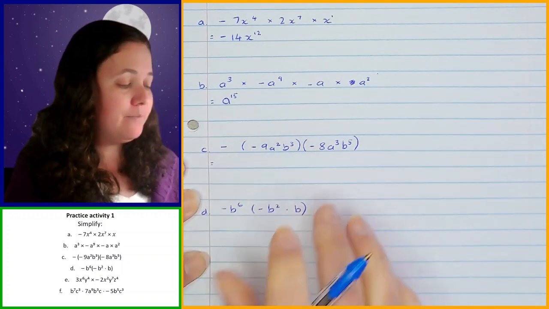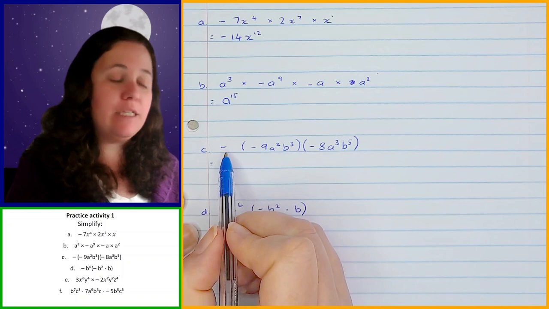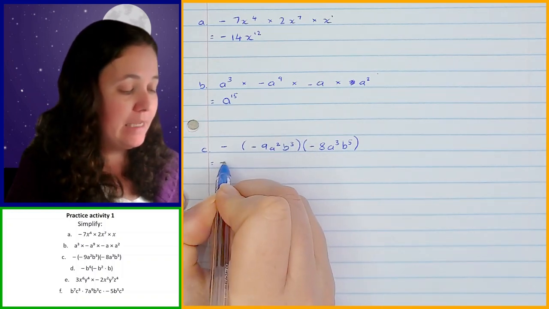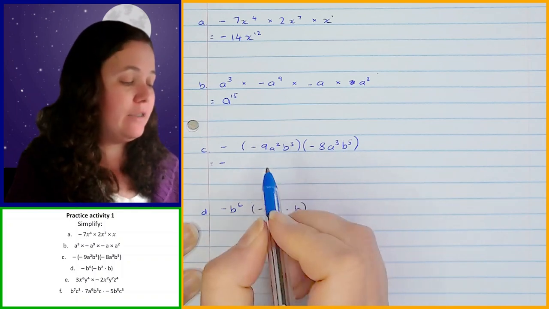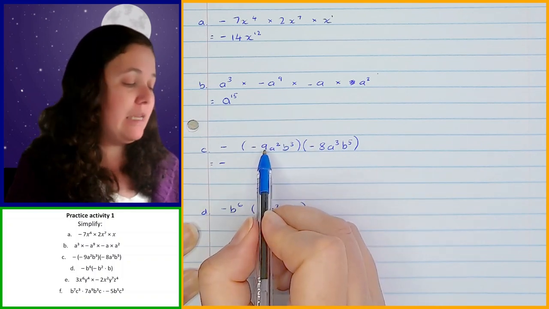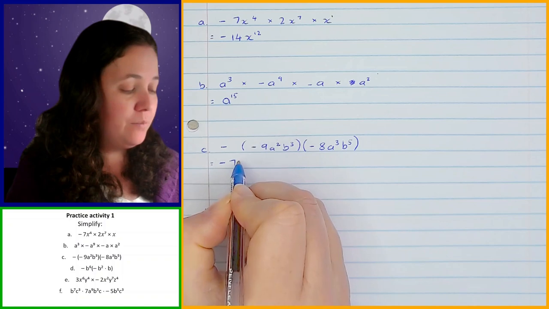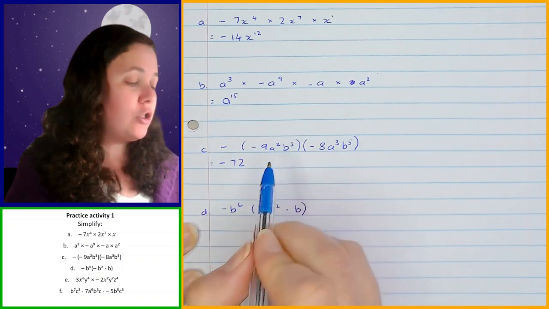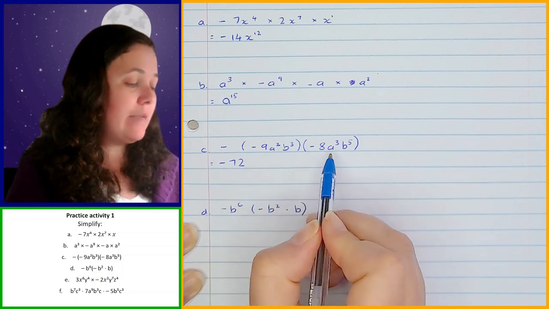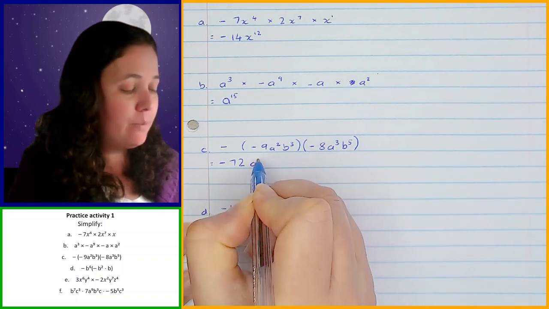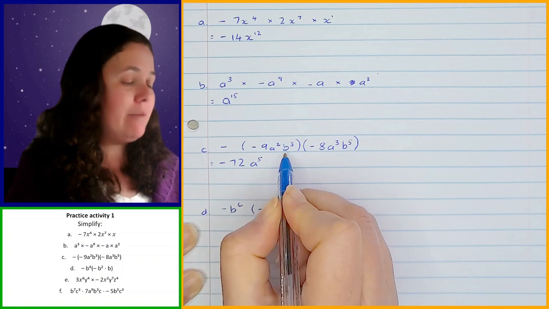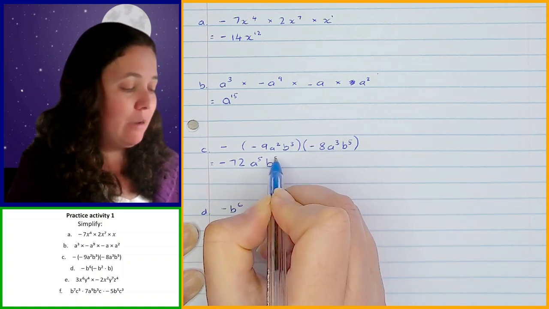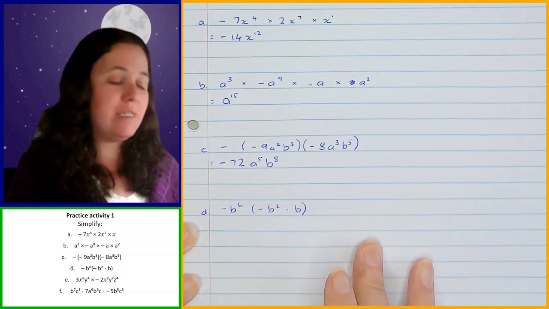Question C, here I've got a negative and a negative and a negative all being multiplied together, so that's an odd number, so it's negative. And then I do my numbers, so that's 9 times 8 is 72. And then I'm going to do my variables in alphabetical order. So first my a's, I've got a squared times a cubed is a to the power of 5, and then my b's. B cubed times b to the power of 5 is b to the power of 8. So that's what you should have got for question C.